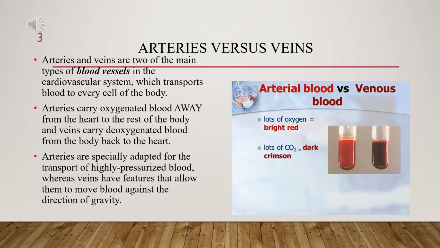Arteries are specially adapted for the transport of highly pressurized blood, whereas veins have features that allow them to move blood against the direction of gravity. So arteries carry blood away from the heart. Veins bring the blood back to the heart to get reoxygenated.